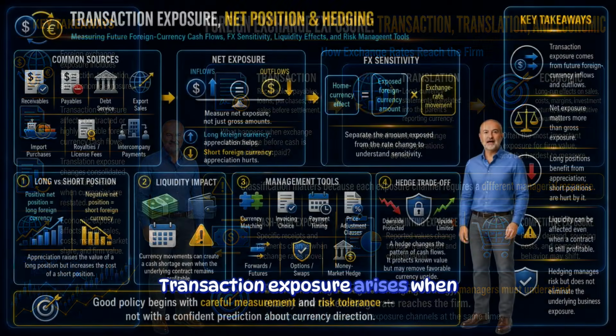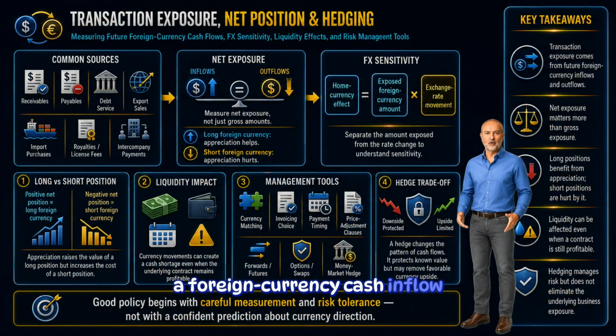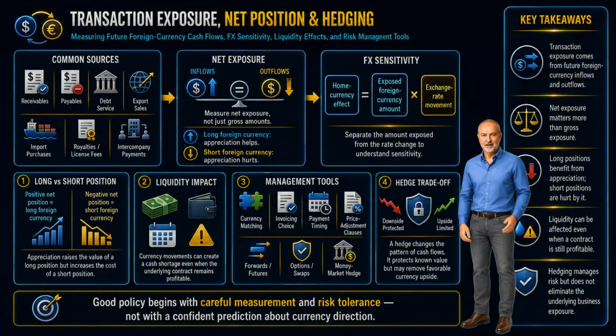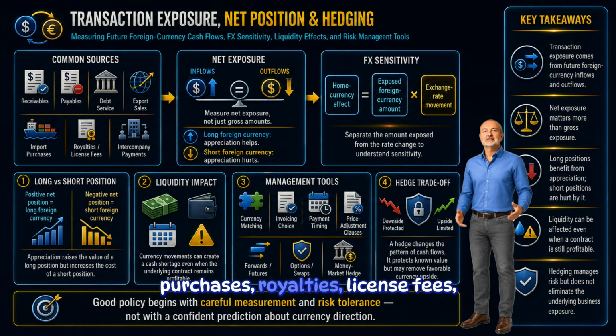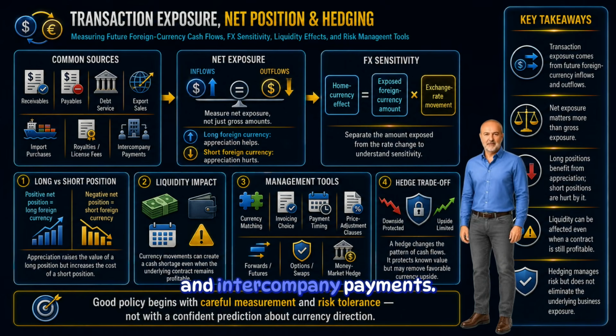Transaction exposure arises when a foreign currency cash inflow or outflow will settle in the future. Common sources include receivables, payables, debt service, purchase commitments, export sales, import purchases, royalties, license fees, and intercompany payments. The first task is to measure net exposure rather than looking only at gross amounts. Inflows and outflows in the same currency with similar timing may offset one another.